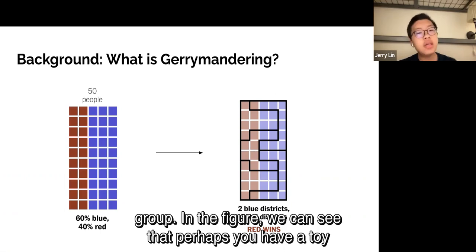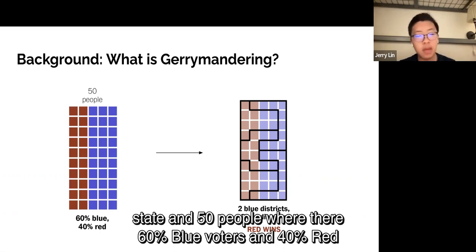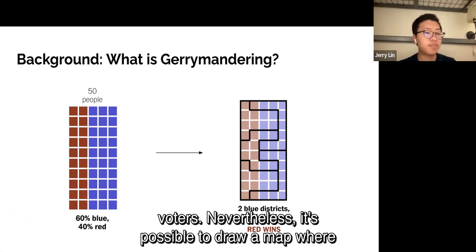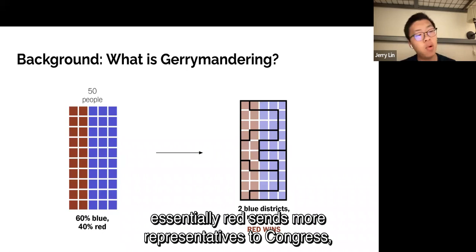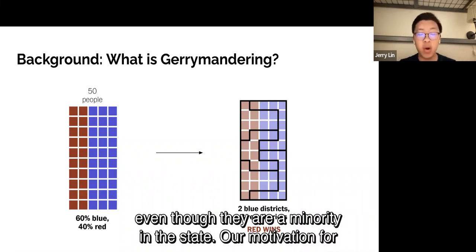In the figure, we can see that perhaps we have a toy state of 50 people where there are 60% blue voters and 40% red voters. Nevertheless, it's possible to draw a map where there are 3 red districts and 2 blue districts, so essentially red sends more representatives to Congress, even though they are a minority in the state.